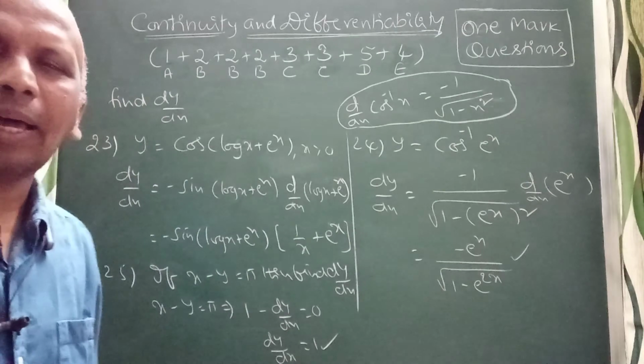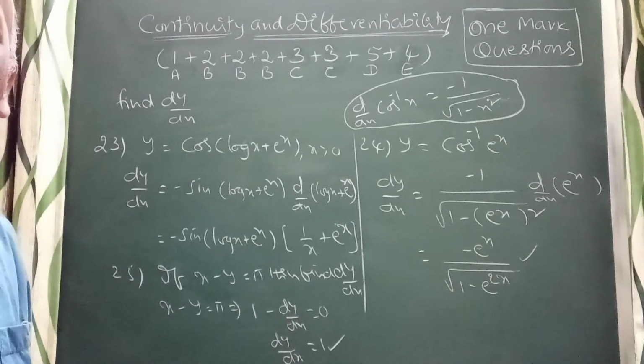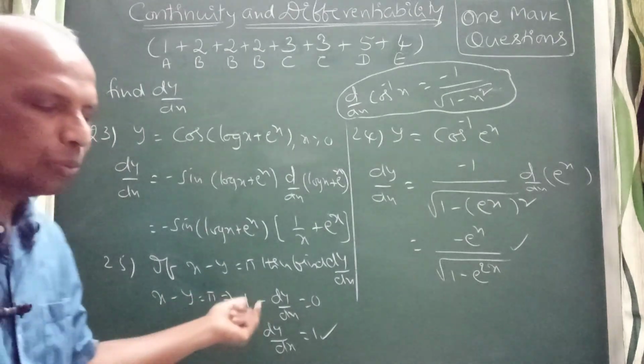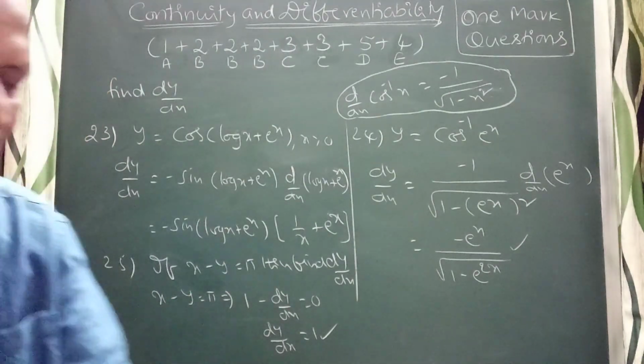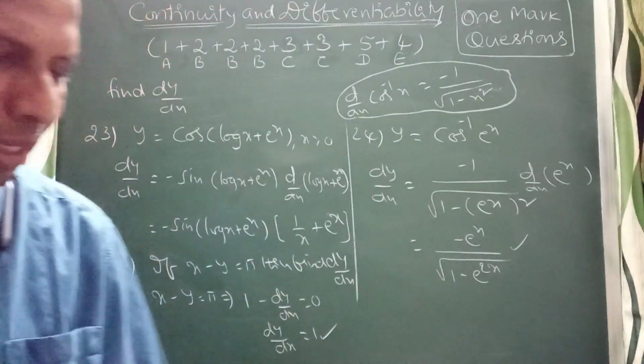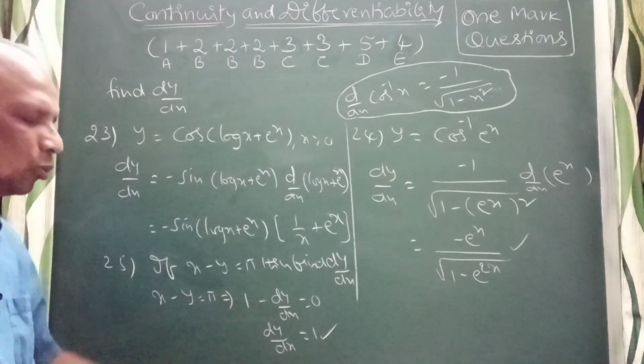These are the last possible chances, right? For 2 or 1 mark questions, I have tried to cover all the models now. You will get dy by dx equal to 1, right? The value will be 1. Correct. So this will be equal to 1.